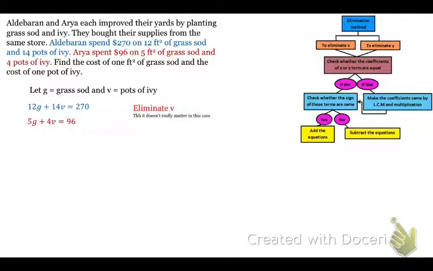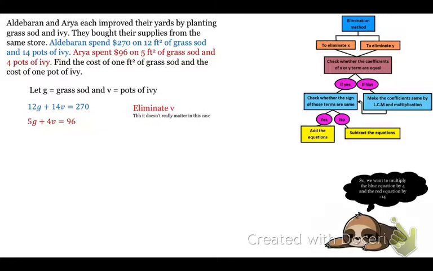Okay, and this one we're going to eliminate V, and honestly, it doesn't matter. You could have chosen to eliminate G's. It doesn't really matter because 5 doesn't go into 12, and 4 doesn't go into 14, so there's not an easy way to do this. Really, you have to do them both the same.